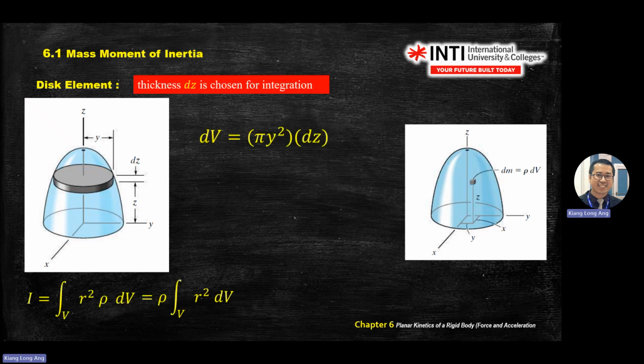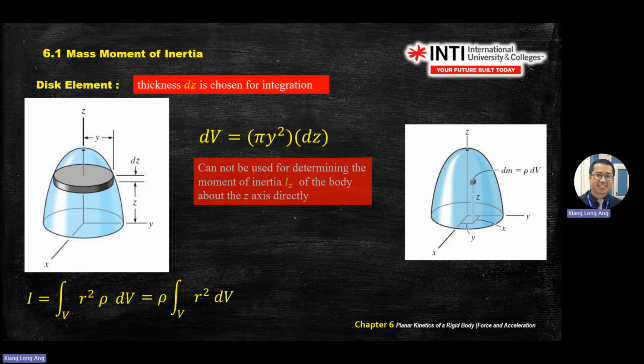Okay, the equation will be 2 pi r dz. So these are the second method. dV equal to pi r square, or pi y square, multiplied by dz. What is the difference between these two methods?